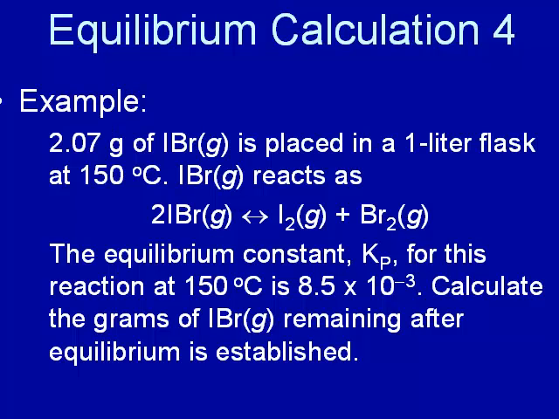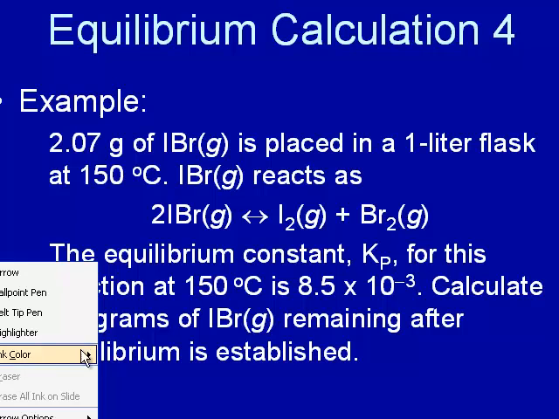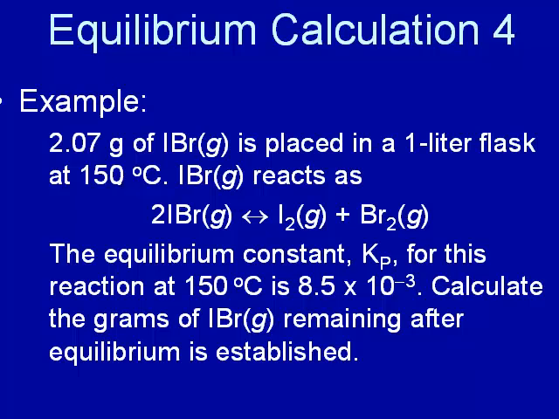Okay, here we are, another equilibrium problem. In this case, we're given a certain amount of IBr and we place it in the flask. It's in the gas phase. We have this reaction here, and we're given an equilibrium constant.